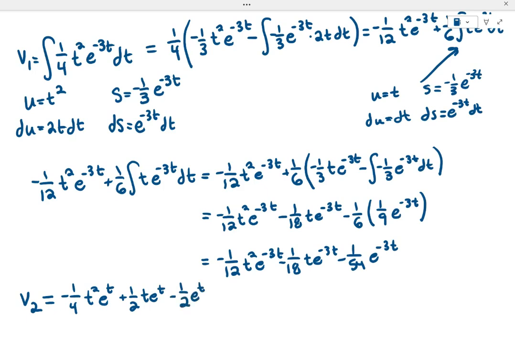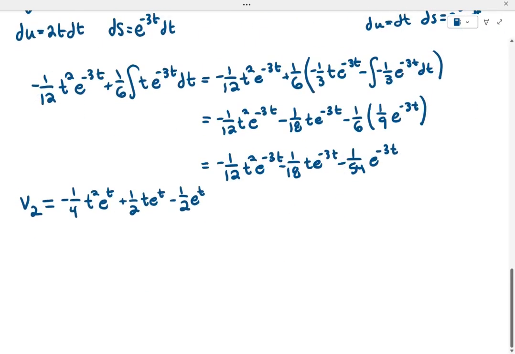Note that I'm not including integration constants because I don't need to, because the arbitrary constants are already accounted for by the complementary solution, which I will add on at the very end. I am just trying to find a particular solution right now, so I don't need to worry about the arbitrary constants. Once we have v1 and v2, we plug them back into our formula for the particular solution.